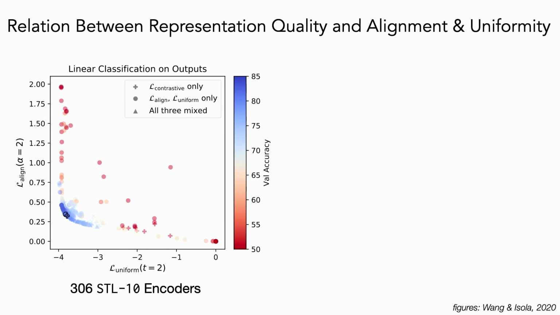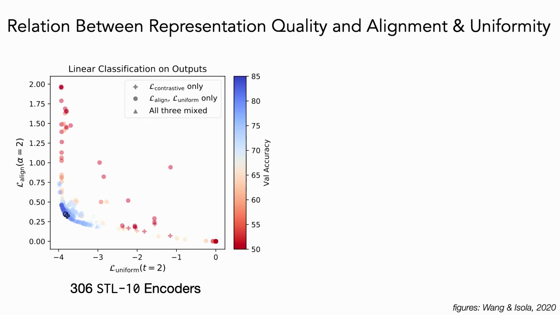And what you can see is you take a bunch of different models, so every single one of these points would be a different representation space or different thing that's been learned, and you can plot them in terms of their alignment versus their uniformity as measured by these quantities. And you can show that the things that have the highest validation accuracy are sort of the best possible minimizers of both alignment and uniformity.